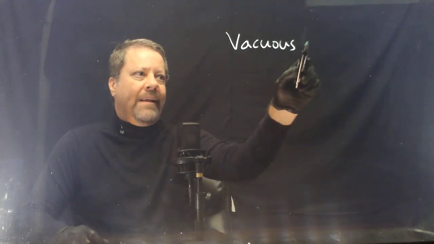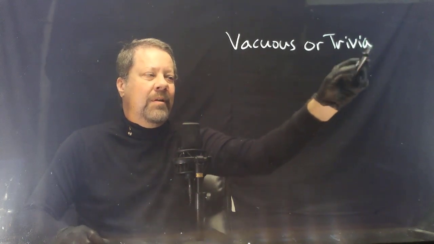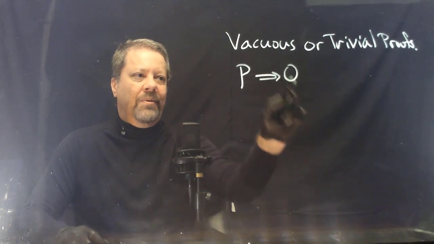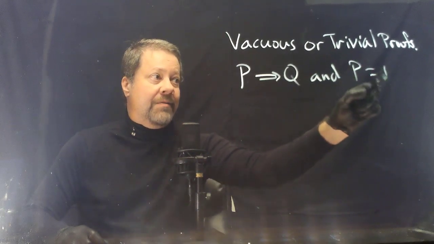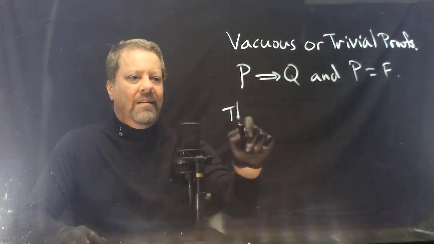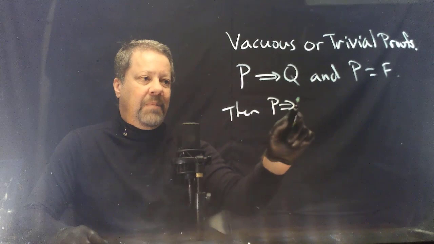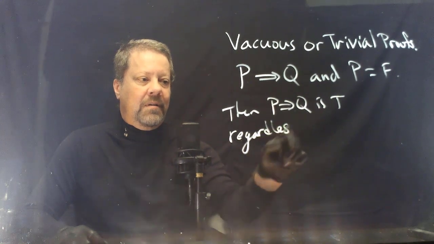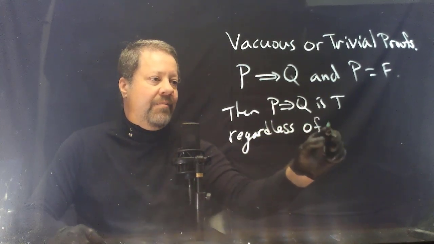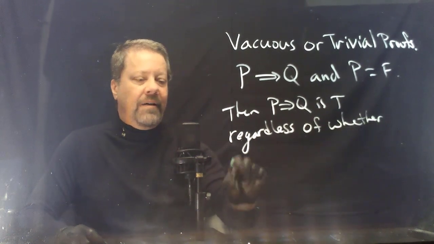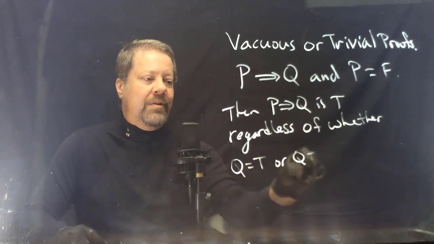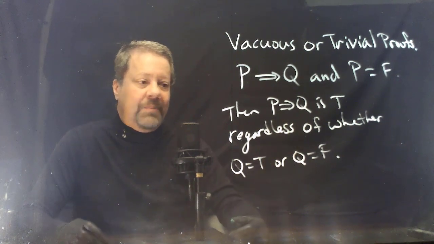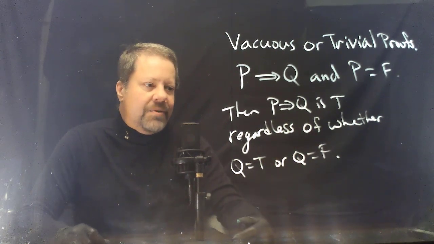We're next going to turn to vacuous or trivial proofs. Suppose we're trying to prove P implies Q and P is false. If P is false, then P implies Q is true regardless of whether Q is true or Q is false. So when the hypothesis is false, the implication will be true regardless of the truth value of the conclusion.